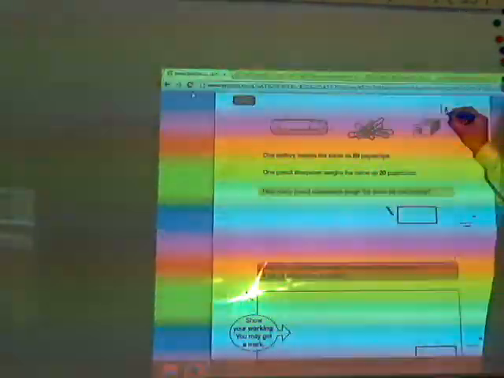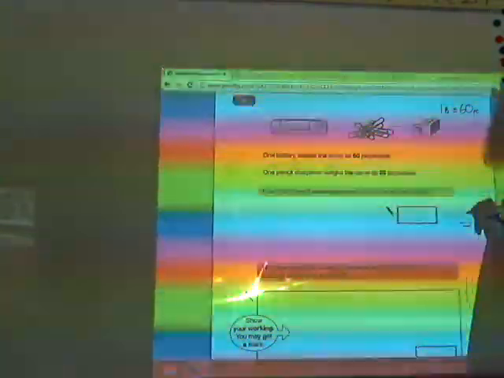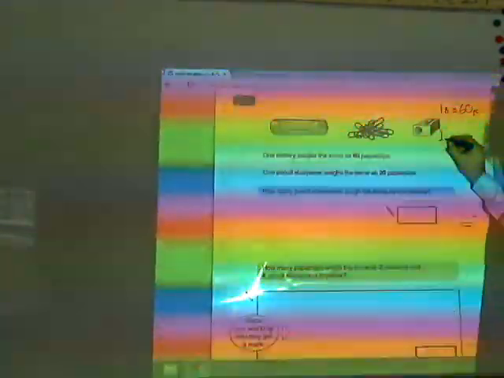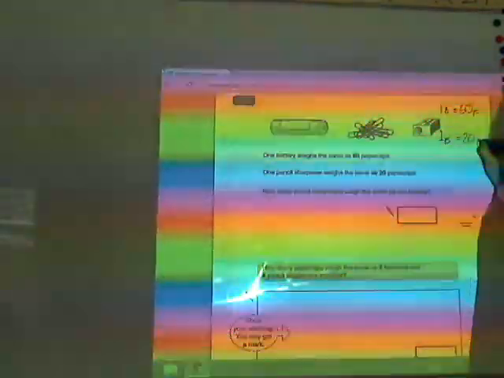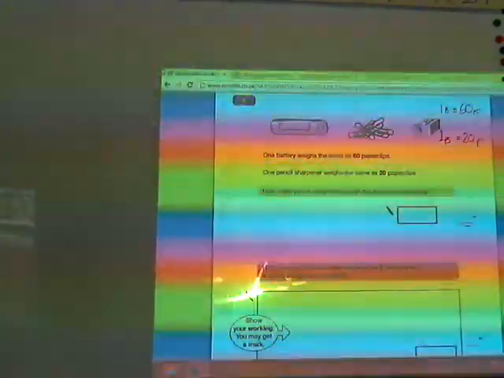Okay, it says one battery weighs the same as 60 paper clips, because one pencil sharpener weighs the same as 20 paper clips. Okay, that's paper clips and that's pencil sharpener. So one pencil sharpener weighs the same as 20 paper clips. How many pencil sharpeners weigh the same as one battery?